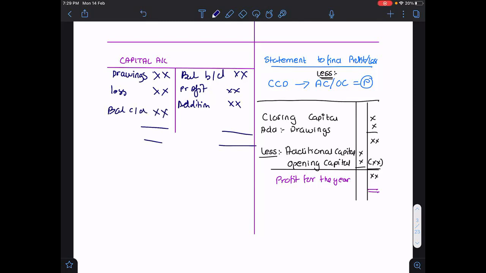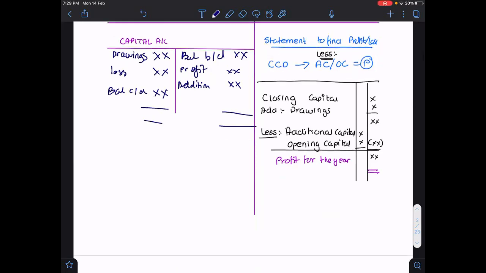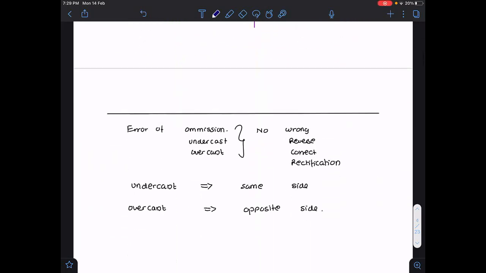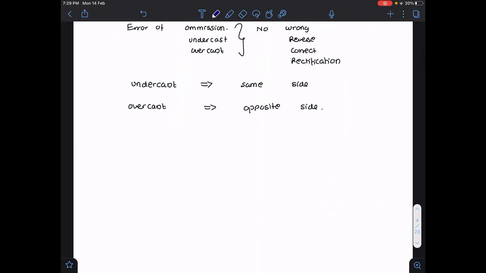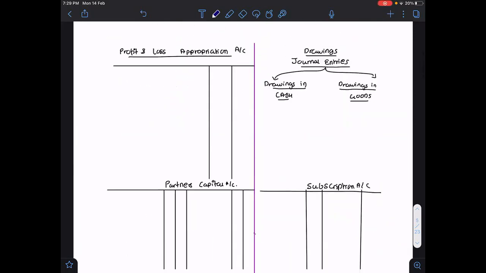Okay, fine. So वही हम लोग करते हैं ना, total of debit minus the total of credit. So you get profit, and if the answer is negative, then it will be a loss.